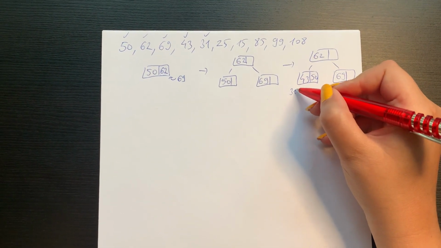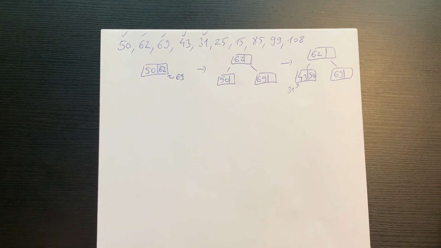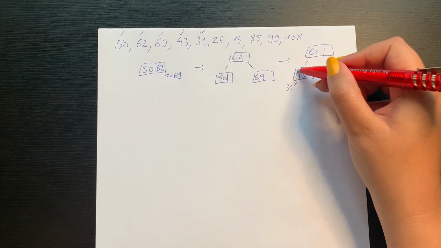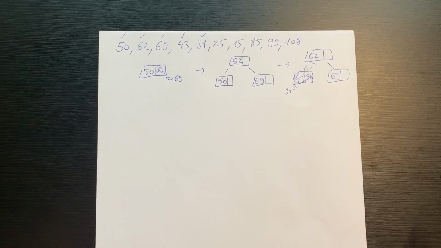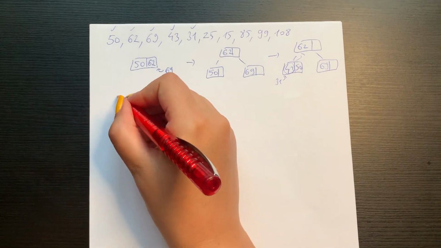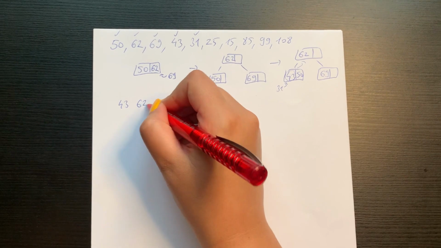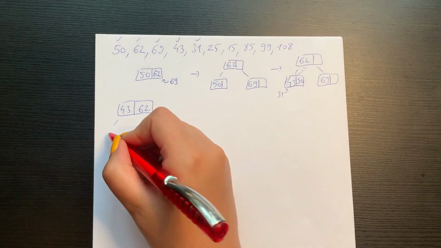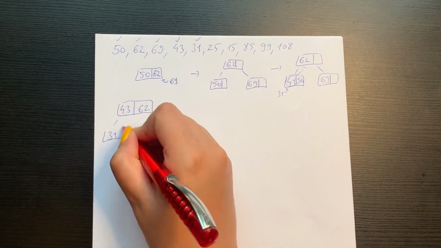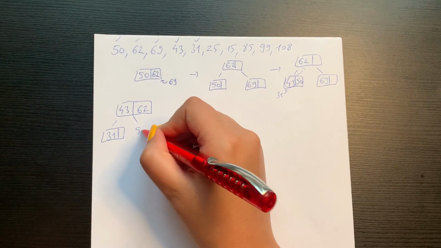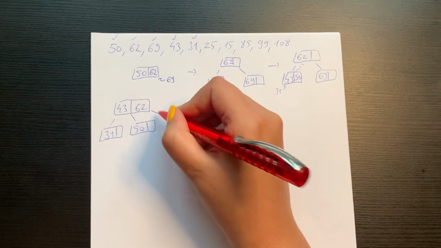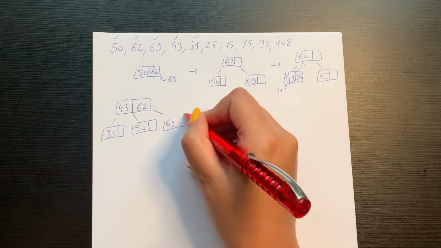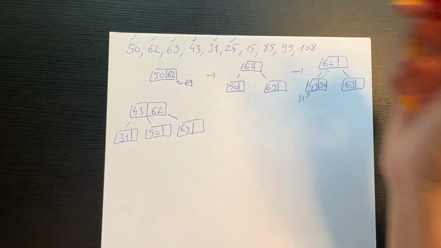All right, so now we need to insert 31. 31 would normally go right here. But since we don't have any more space, we need to take the middle element and push it into the root node. So we're gonna have 43, 62. Then we're gonna have 31, 50, and 69. Now we have to insert 25.